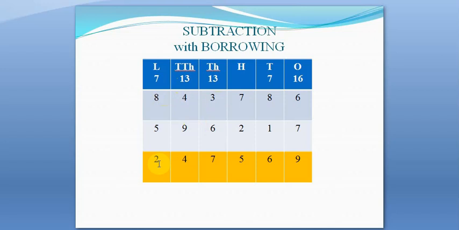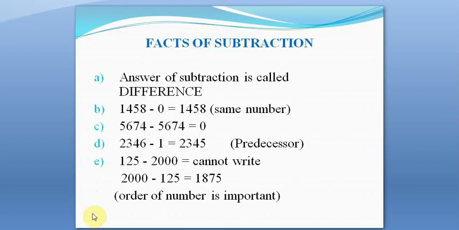So 8,43,786 minus 5,96,217 gives us 2,47,569. Now let us see some facts of subtraction.